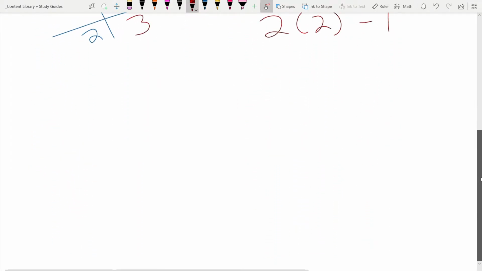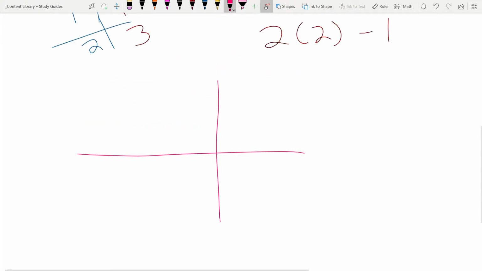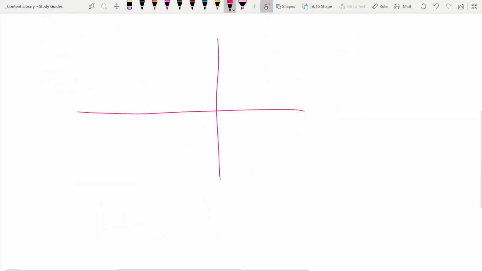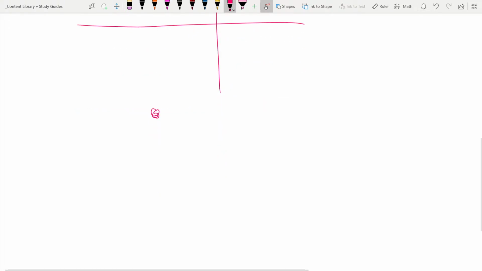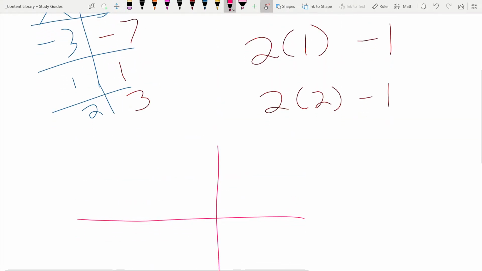These are not going to be exactly perfect. We're not going to take the time to do that because you have the graph paper on yours. Our first point, which was located at -3, -7, so I'm going to go left 3, down 7, so that's somewhere around here. The next point was at 1, 1, so I'm going to go over 1, up 1, so that's right around in here. And then finally 2, 3, so I go over 2 and up 3, just right around there.